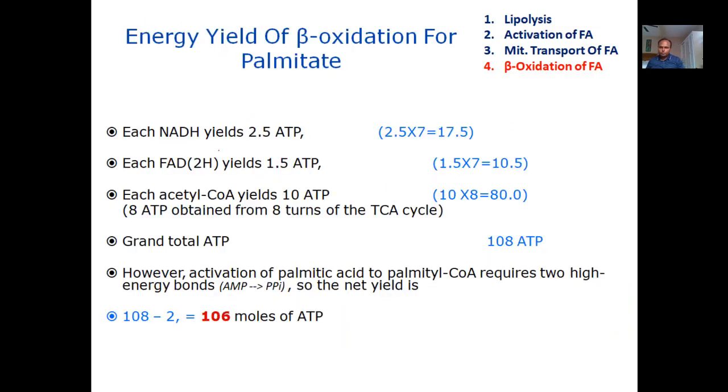Now, so I have told you this. You can see this slide, pause this slide, and see how I have summarized it.